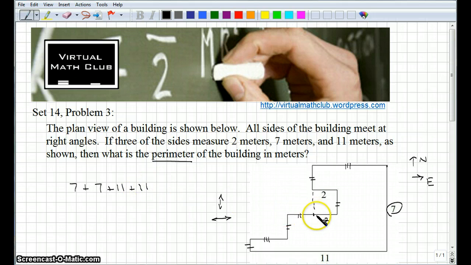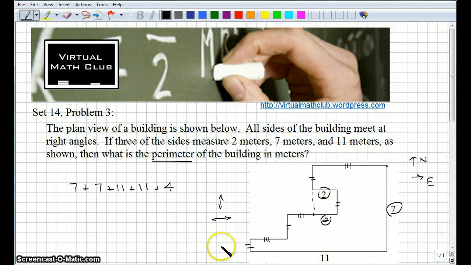But here you can see we go east by 2 meters, and then we go north, and then we go west by 2 meters. So these two lengths here have to be the same, right? So we actually have 2 2-meter walls because of this concave section of the wall here. So let's add 4 more meters. You see how I'm getting all that? So that takes care of all of our walls.